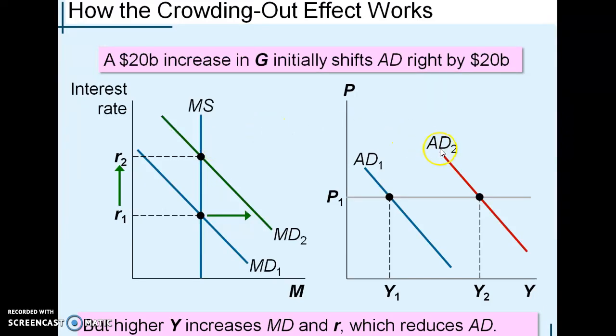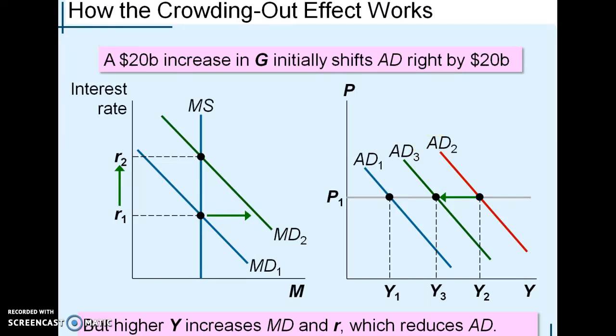So then the idea is that this aggregate demand curve is going to shoot back to the left some, and this reduction in aggregate demand from AD2 to AD3 is the crowding out effect. So this green arrow represents the crowding out effect. And why is there this reduction back? Because higher interest rates in the economy crowd out that private investment.